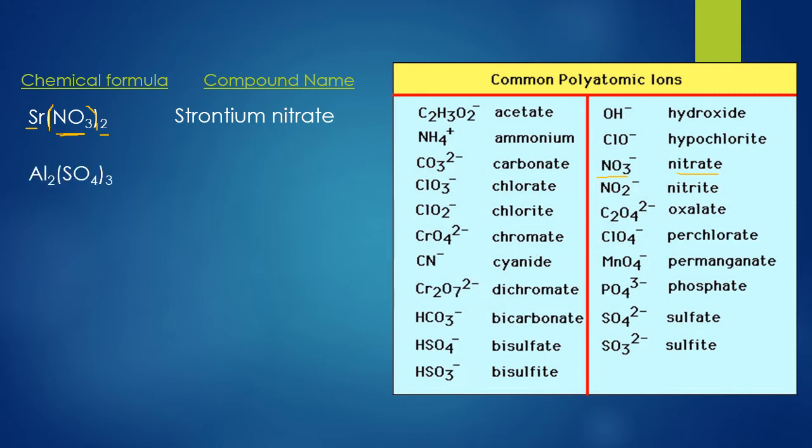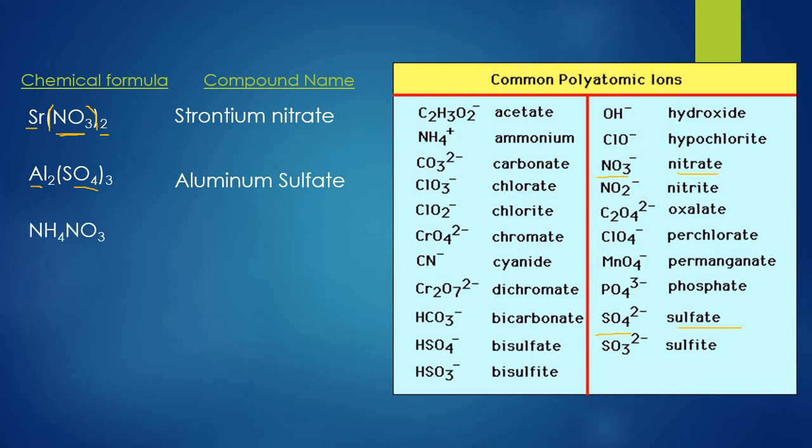Next we have Al2(SO4)3. Once again, parentheses alert me to the fact that there's a polyatomic involved. So Al is aluminum, SO4 we would find on the table, and it is sulfate. So the name for that compound would be aluminum sulfate.